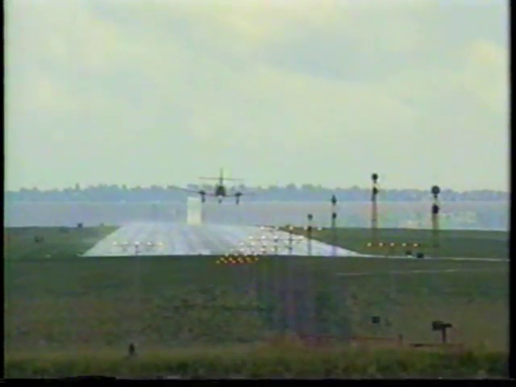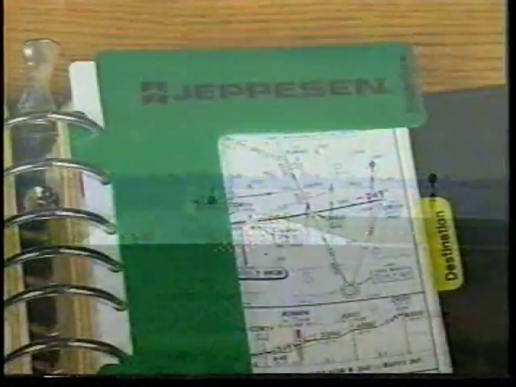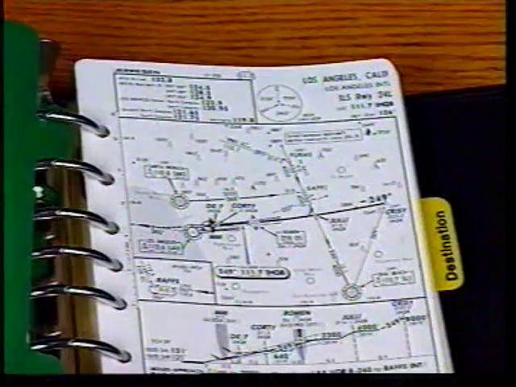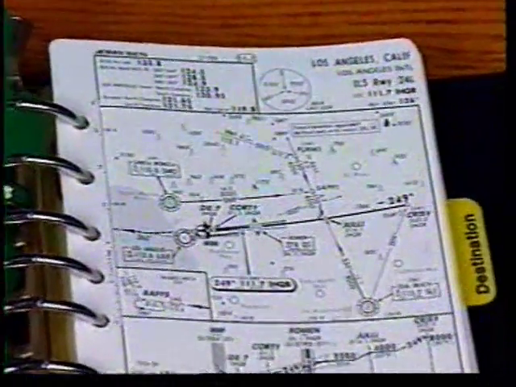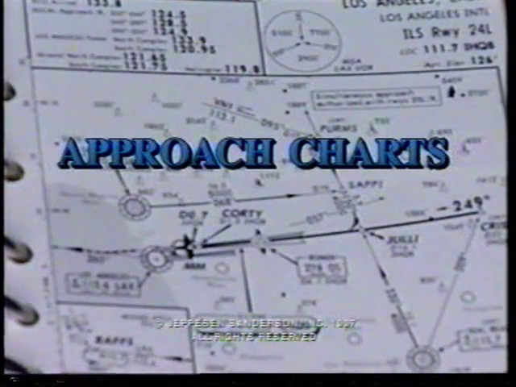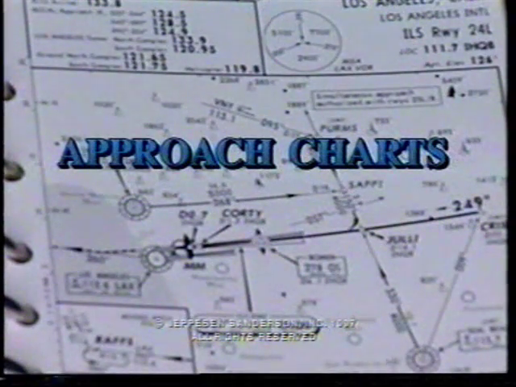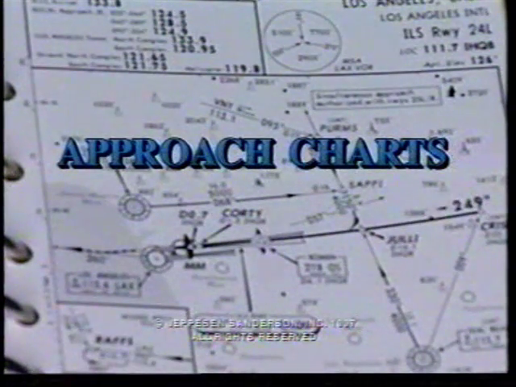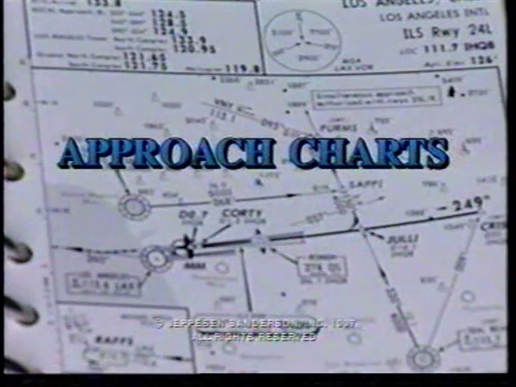IFR procedures and navigation data are constantly changing, and Jeppesen approach charts reflect this dynamic character of instrument flight operations. This program, entitled Approach Charts, is designed to help you easily recognize and understand the features depicted on Jeppesen charts and to increase their usefulness when you plan and fly instrument approaches.